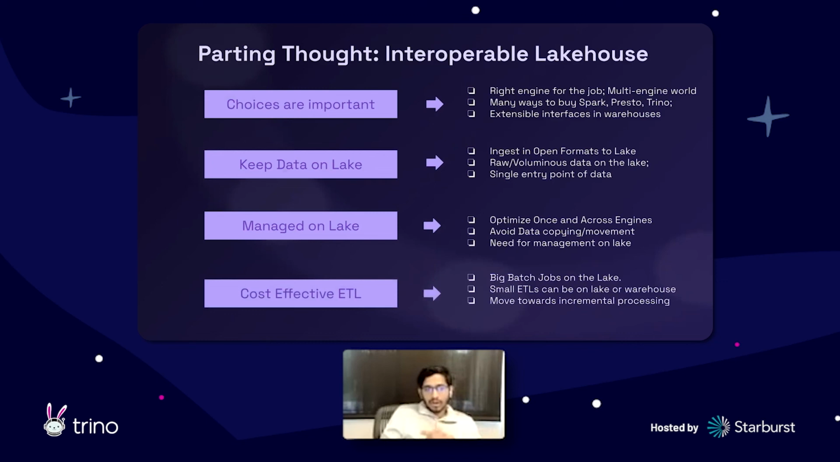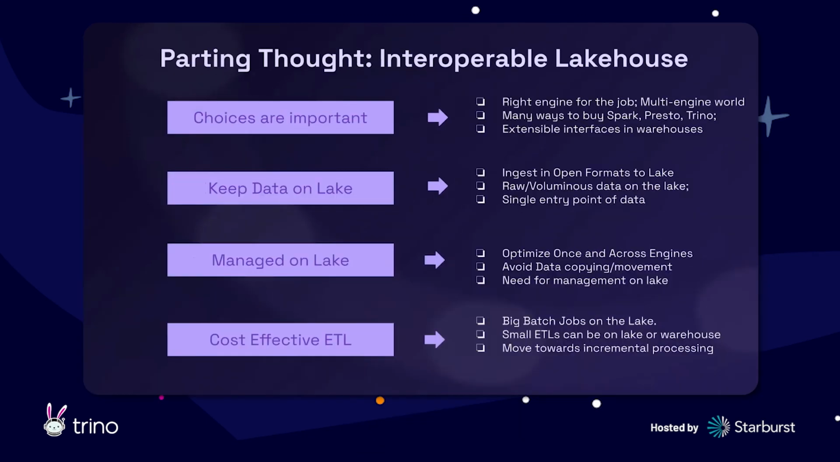And cost-effective ETL. In this model, you can keep the big batch jobs on the lake and run them using Spark or Flink across thousands of cores, while you can still do small ETLs in the lake or the warehouse, right? And the bigger thing, at least in the Hudi community that we focus on more, is around incremental processing. How do we take these big batch jobs and make them more intelligent and incremental? Whether you're on the lake or a warehouse, that's where a lot of the work is headed.